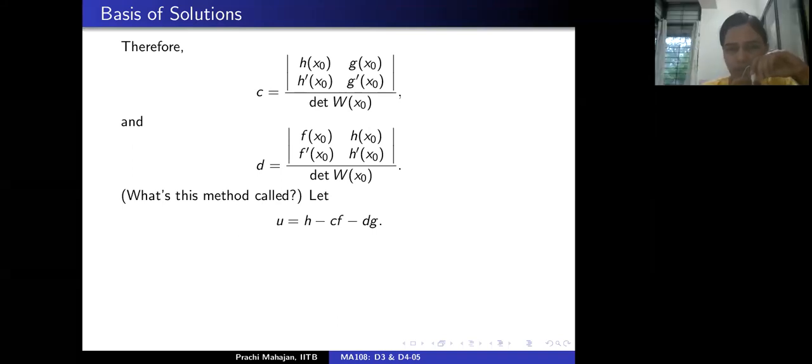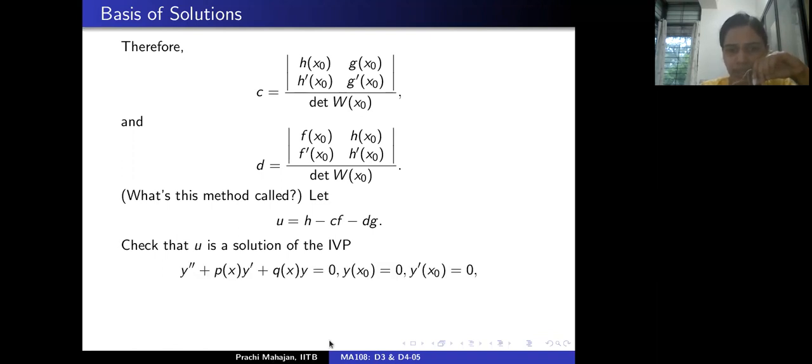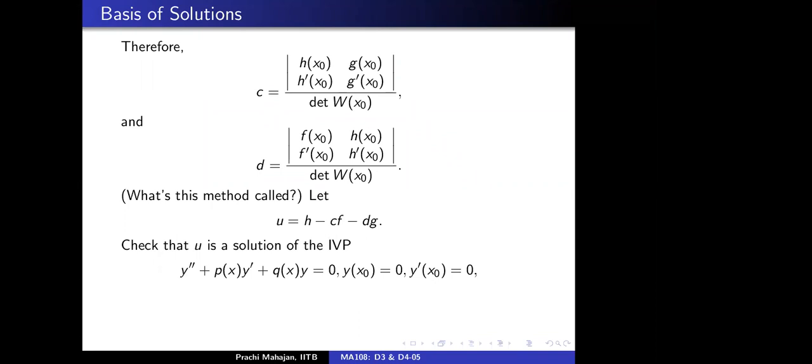In order to show that, let's write U as H minus C times F minus D times G. Then, by an explicit computation, you can check that U is a solution of the following initial value problem, which means that U satisfies this ODE and U at X naught is equal to 0, and U is differentiable because so are H, F, and G, and the derivative of U at the point X naught is 0. Is that okay? Everybody agrees?